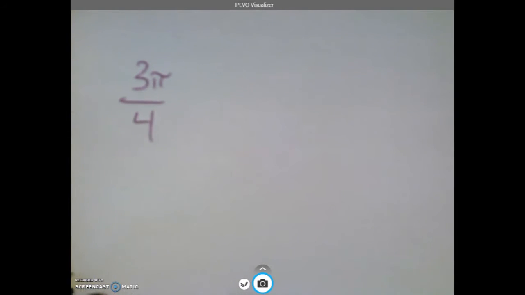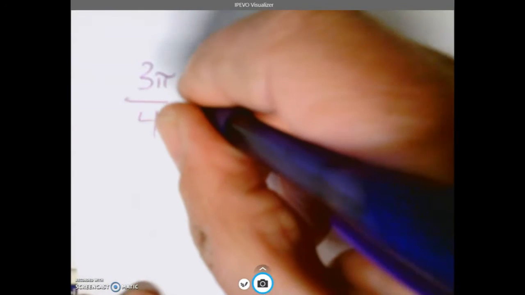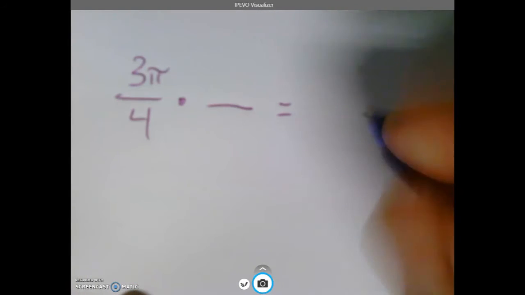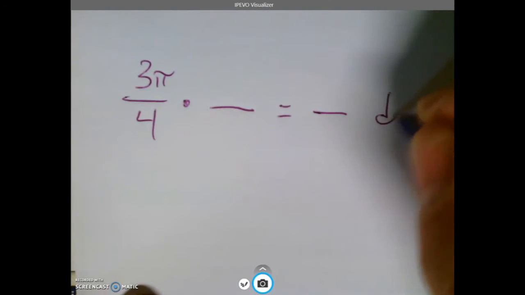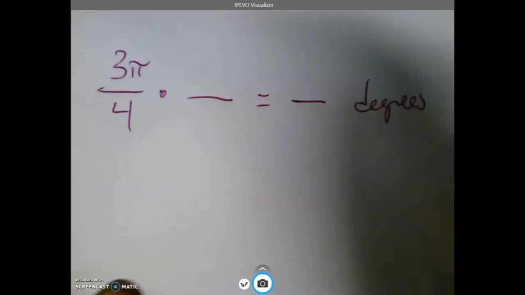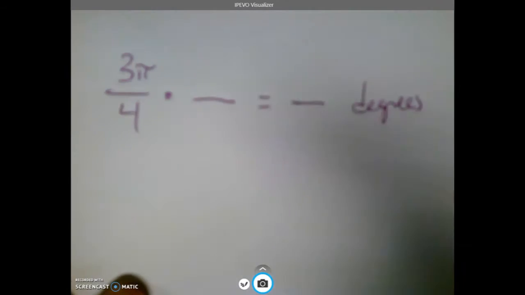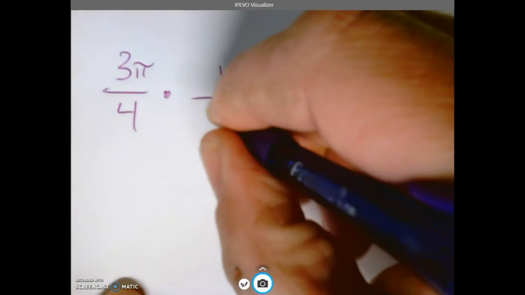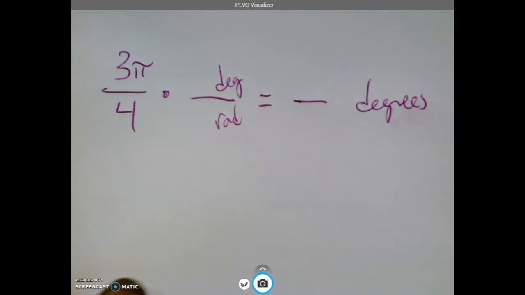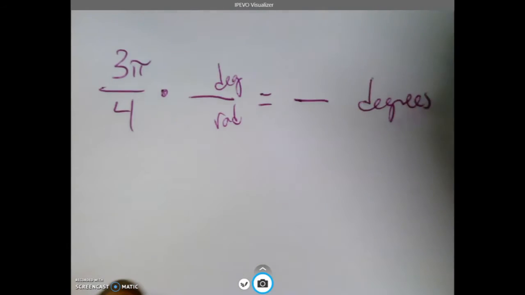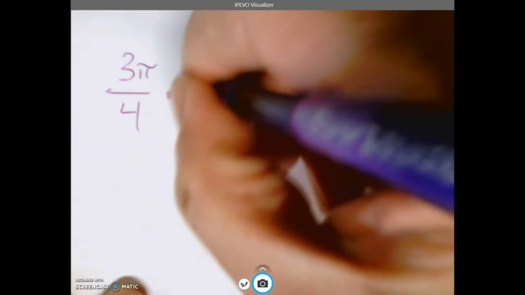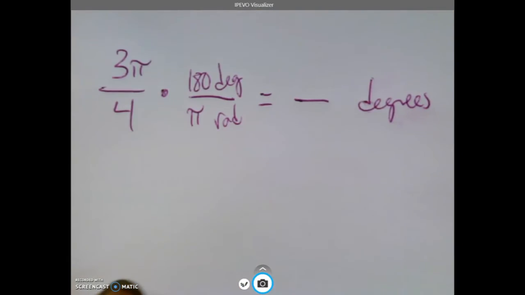Most of the time, your radians are going to have a pi in them. They don't have to, but most of the time they will. So let's say you're in radians. How do you want to get back to degrees? Well, you want to multiply by your conversion ratio and get your answer in degrees. So we want to cancel the radians. How I remember that is degrees is on top and radians is on bottom if I'm going to cancel radians. And I remember that 180 degrees is pi radians.